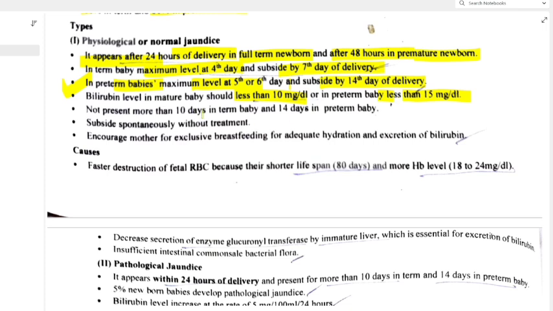Not present more than 10 days in term baby and 14 days in preterm baby. So by the end of 10 days it is resolving in term baby, and within 14 days for preterm baby, and subsides spontaneously without any treatment. Is it clear? Now encourage mother for exclusive breastfeeding for adequate hydration and excretion of bilirubin. So we have to teach the mother to do exclusive breastfeeding so that the baby can stay hydrated and bilirubin is also excreted by urine.